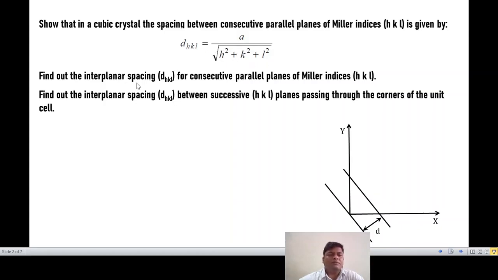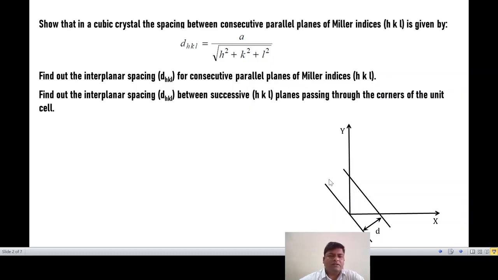Another kind of question that can be asked is to find out the interplanar spacing for consecutive parallel planes of Miller indices. Or the third kind of question is to find out the interplanar spacing between the HKL planes passing through the corners of the unit cell. The crystal system is specified over here. They have asked to find out the interplanar spacing for consecutive parallel planes with the Miller indices, which is nothing but HKL.